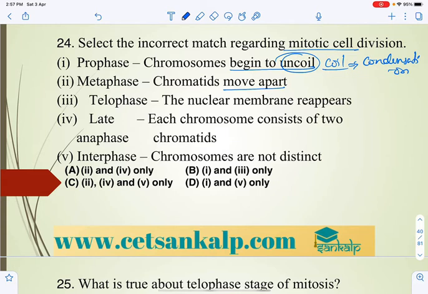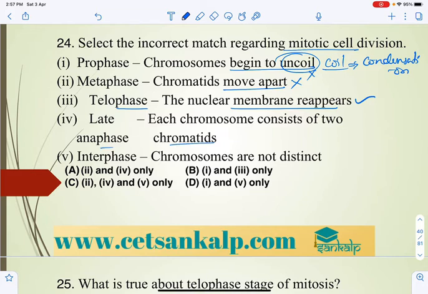Metaphase, chromatids move apart. No, the chromatids are going to align at the equatorial plate. So this is also a wrong statement. And telophase, the nuclear membrane reappears. This is correct.